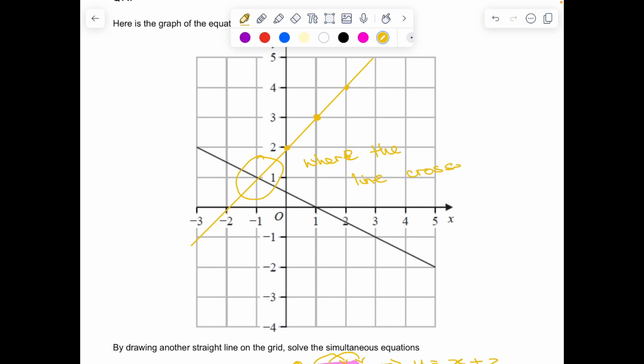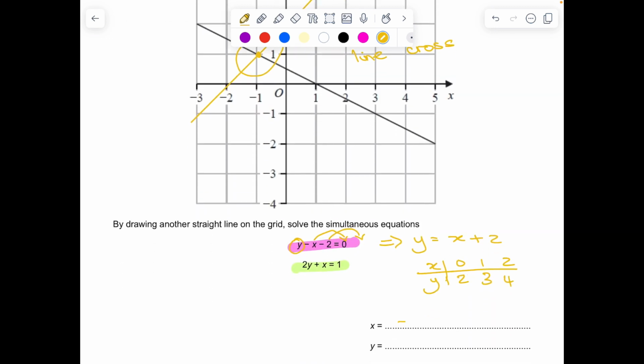And you can see there that it crosses at the coordinates -1, 1. So -1, 1, and that's your solution, and that's it.